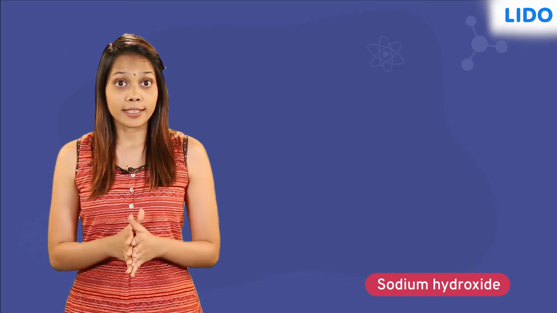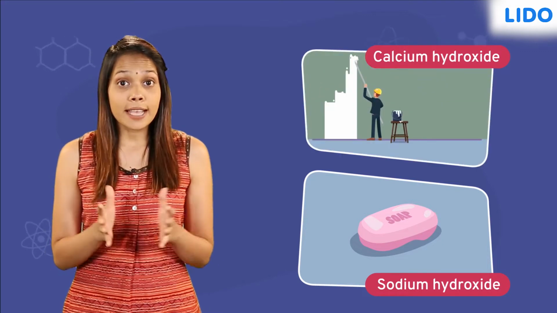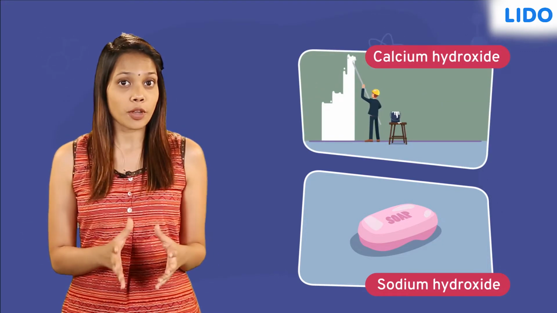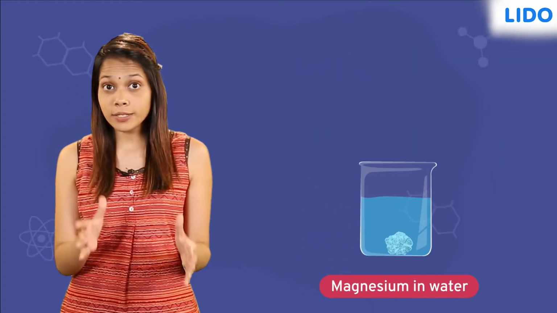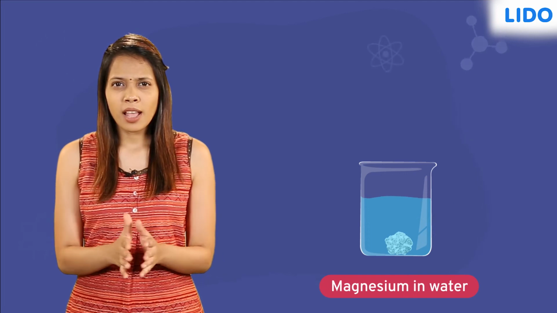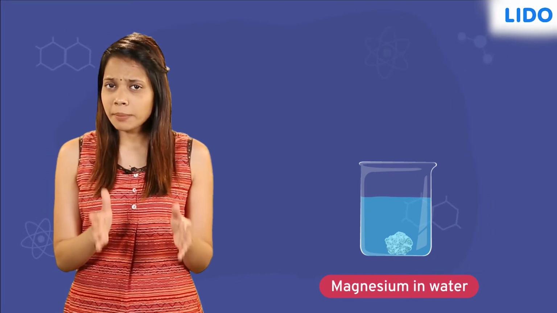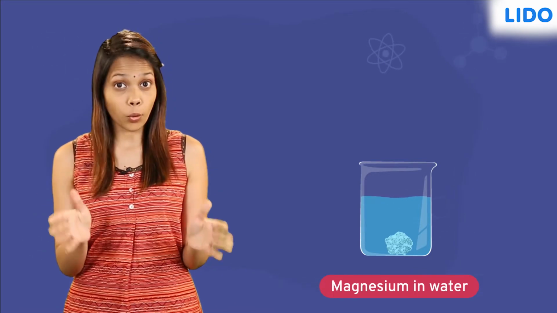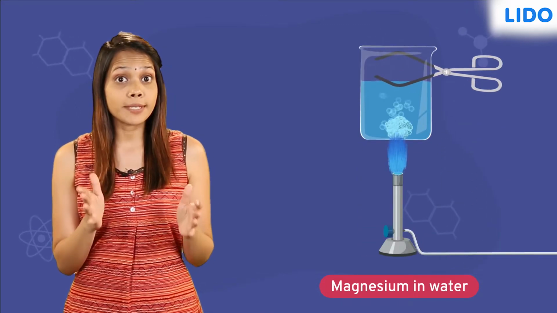Sodium hydroxide is used to make soaps, while calcium hydroxide is applied on walls to give them a smooth, shiny finish before they are painted. Let's see if magnesium reacts with water. Oh, nothing's happening here. Does that mean magnesium does not react with water? Well, no. Magnesium can react with water, but in the form of steam.